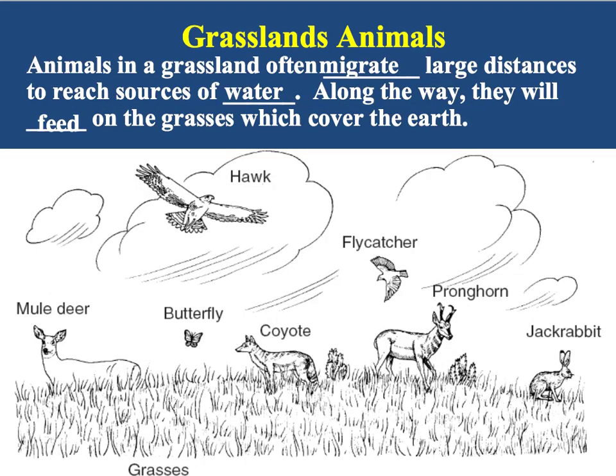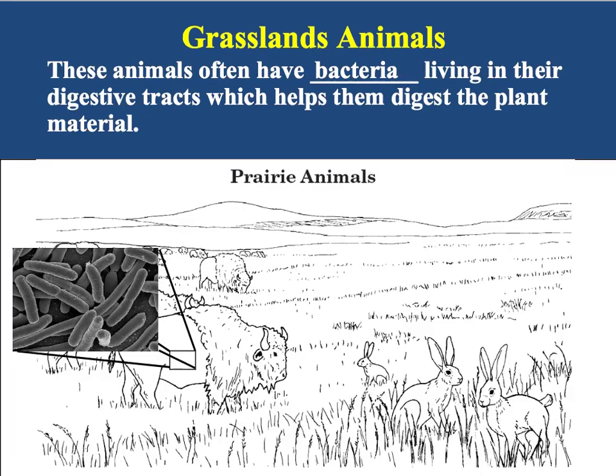Grassland animals typically will migrate large distances to get to water, and they will feed on the grasses along the way. So coyotes, deer, Texas is considered a grassland. Most of these grassland animals will have bacteria in their intestines, and you should be able to identify that they need that in order to help them digest plant cellulose, digest the plant material.